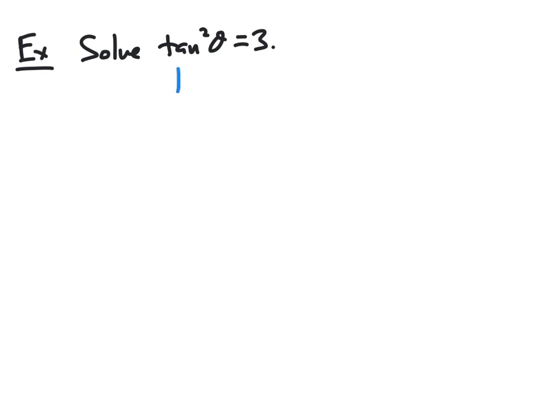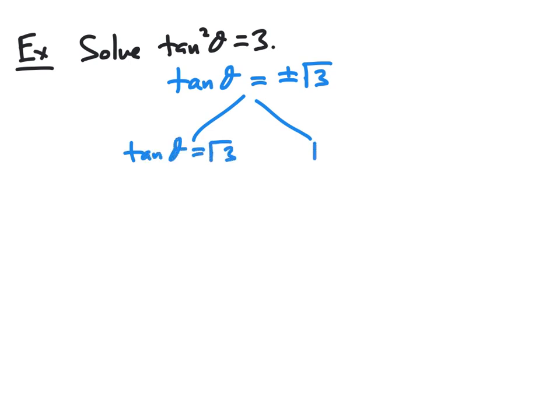In order to do that, we need to take the square root of both sides, but remembering to include the plus or minus square root here because we want to include both possibilities. And so what we really want to do is solve 2 equations. The tangent of theta equals the positive square root of 3, and the tangent of theta equaling the negative square root of 3. And so we want to solve both of these.